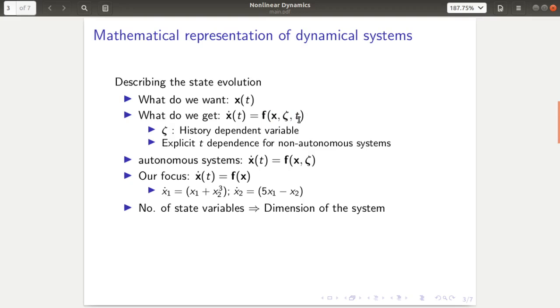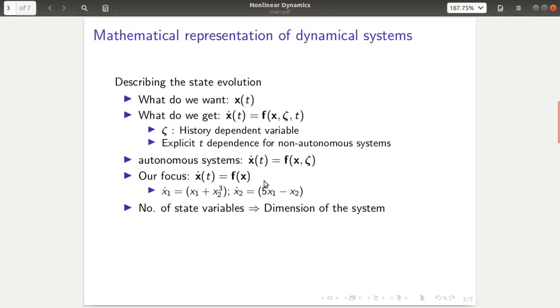If I put this t explicitly, then the system is known as a non-autonomous system, and if the system doesn't depend on t explicitly, then it is known as an autonomous system. See, here the t dependence is not there. But for this course we are going to focus only on this form, which means we are going to ignore the history dependent variable, and we are going to consider systems which only depend on the current state variable.